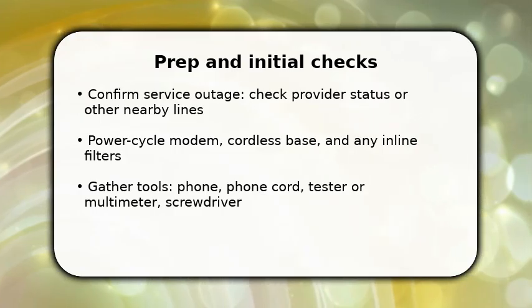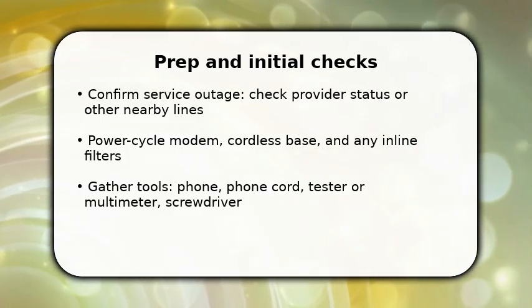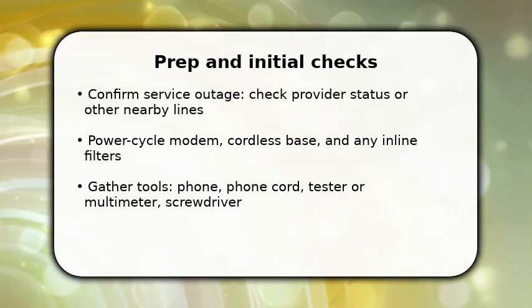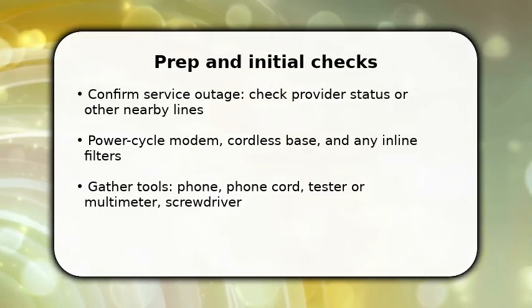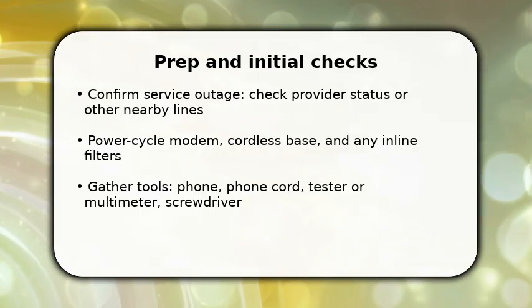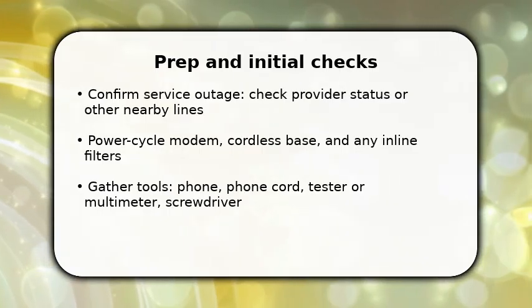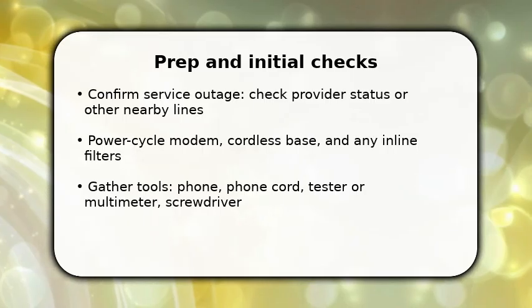Enjoy the video. You start by isolating the problem. Determine whether the issue is your internal wiring or the provider. First, unplug and power cycle the modem and cordless base, then remove all extension cords and filters. Next, connect a known good corded phone to the primary jack to check for dial tone. This separates device faults from line faults.